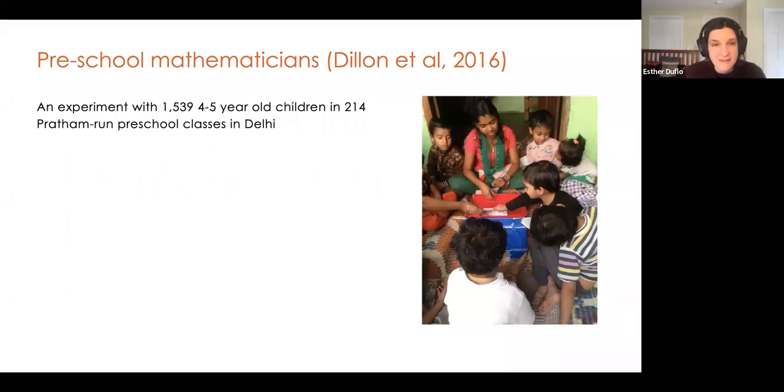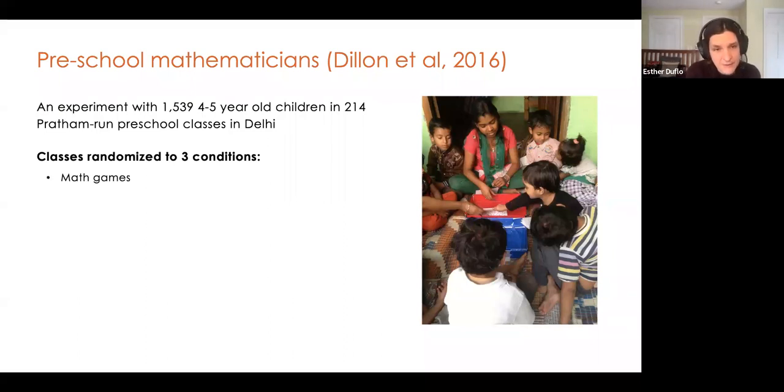The first one is this idea of preschool mathematicians. It's an experiment we conducted. There are three experiments in succession. The first one was conducted with 1,500 4 to 5 year olds in Pratham-run preschools in Delhi. So this is a very informal preschool; you can see the class is held on someone's balcony.